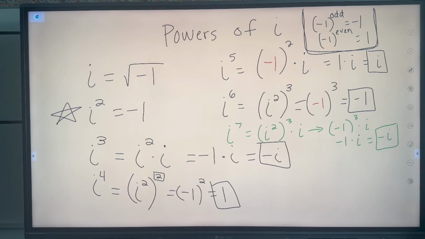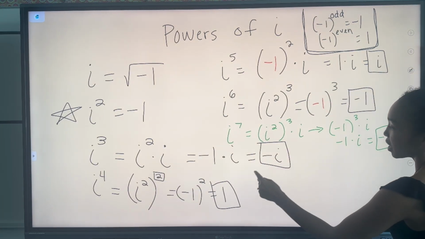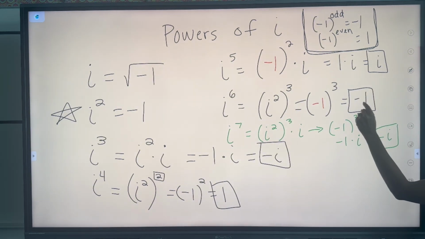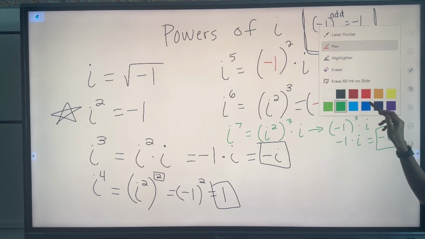And guys, there's a pattern developing. Here it was -1, next it was -i, 1, i. -1, -i, 1, i. That's the pattern.